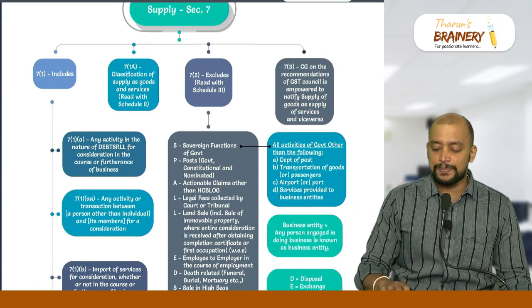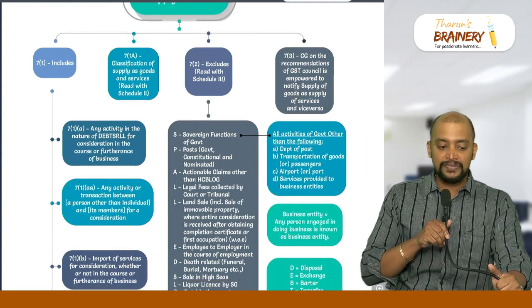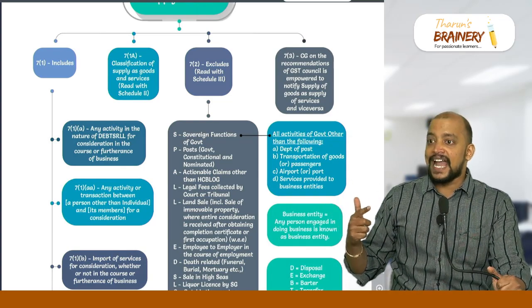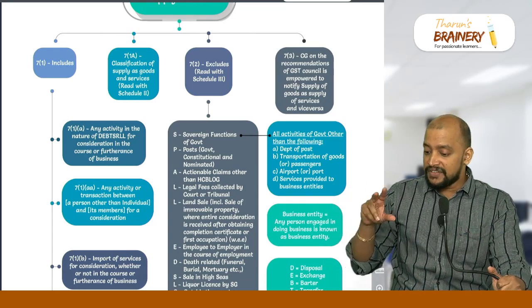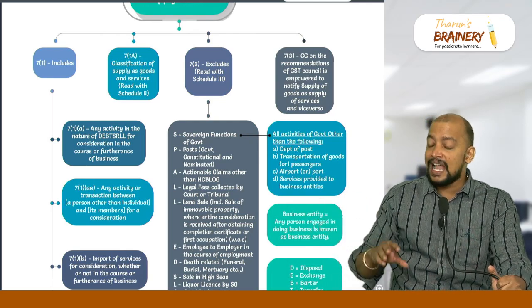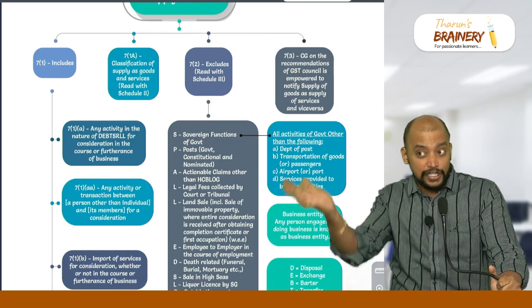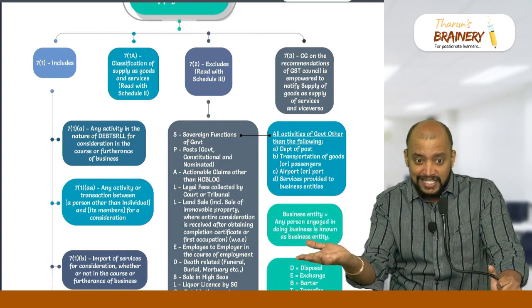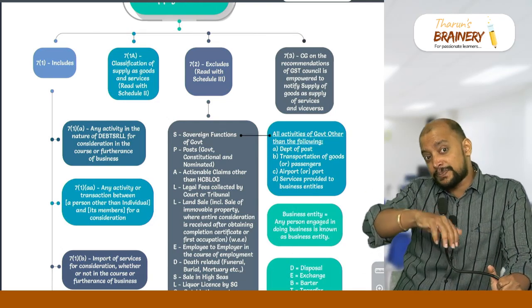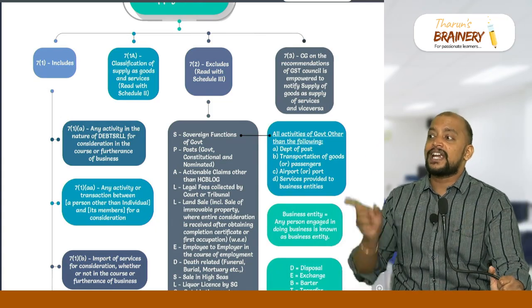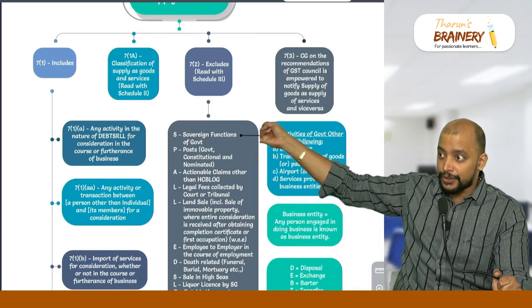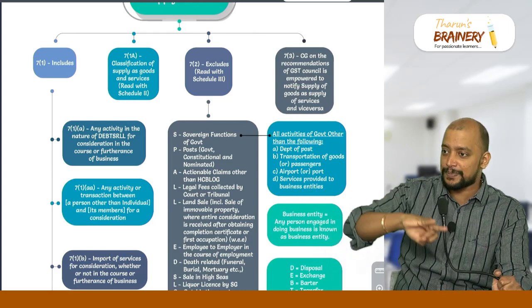Then look into 7 subsection 2 exclusions. Actually you need to first check 7 subsection 2, whether an activity is excluded from supply or not. If the activity is excluded from supply, then it is not a supply. Suppose the activity is not excluded from supply, then you need to check 7 subsection 1. If it is covered under 7 subsection 1, it is supply. If it is not covered under 7 subsection 1 also, then it is not a supply. So an activity will not become supply in 2 cases: if it is covered under 7 subsection 2 or not covered in 7 subsection 1.